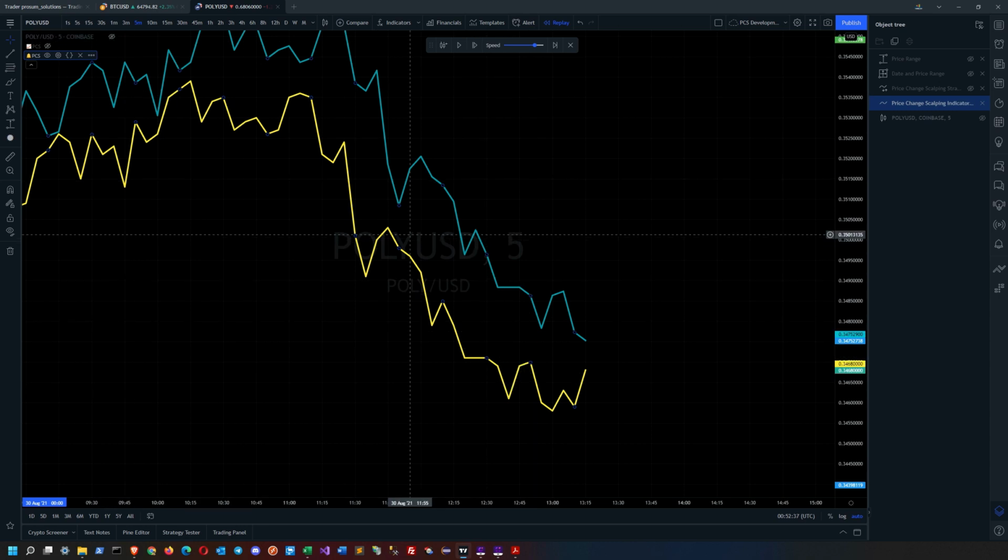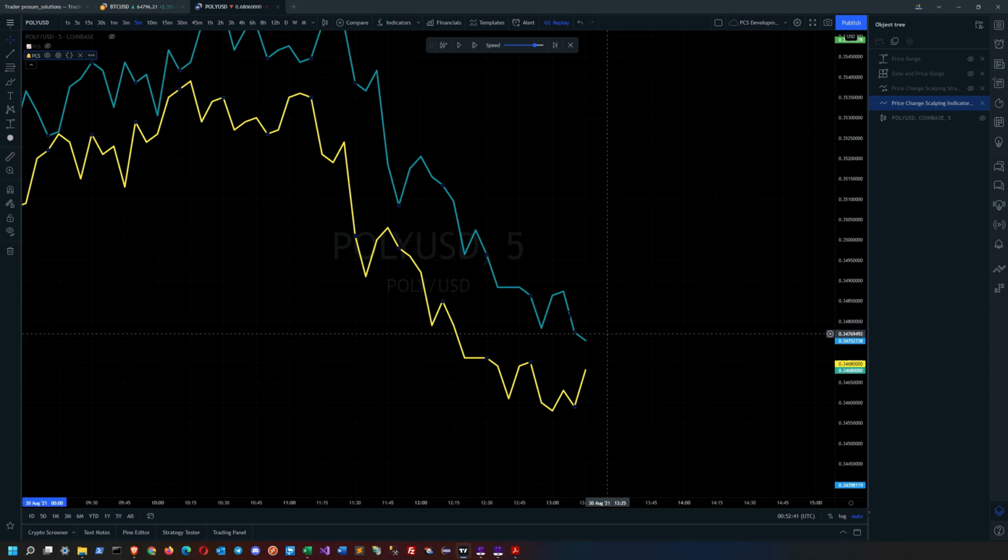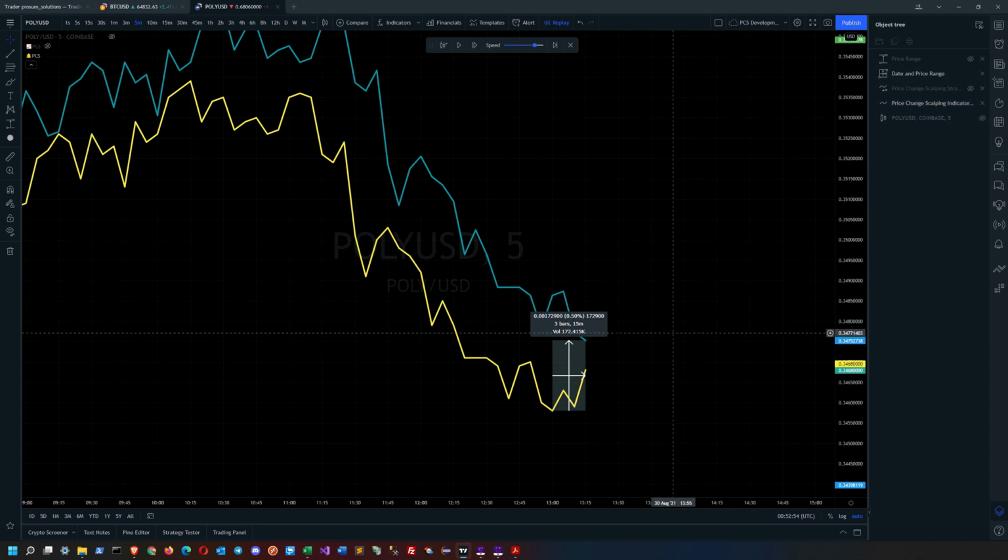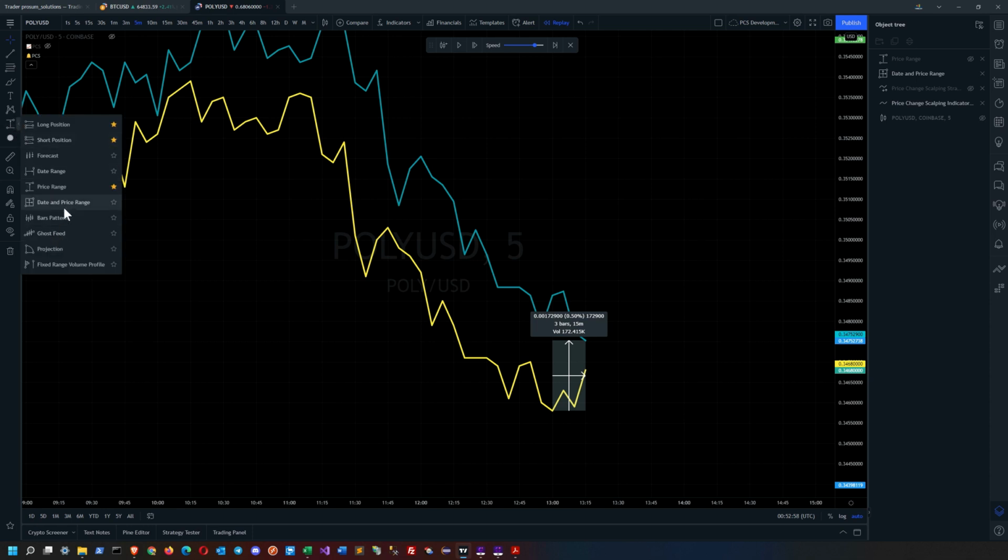You'll probably notice these two lines are essentially the same. It's just the blue line happens to be offset a little bit. So what I've done here is I've got a drawing to show you visually what it's doing. This particular measurement, I think this is called the date and price change, I went ahead and added in here.